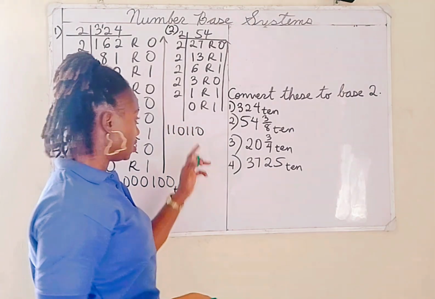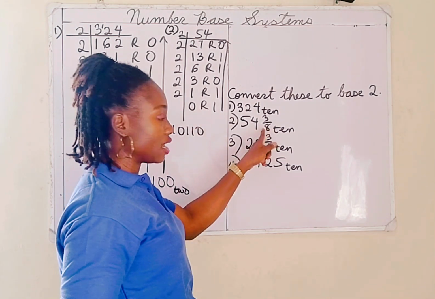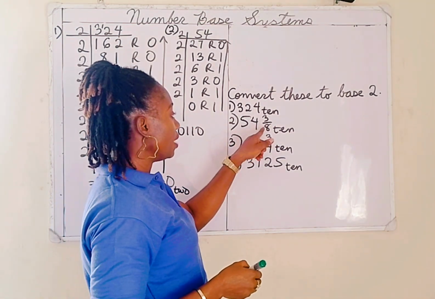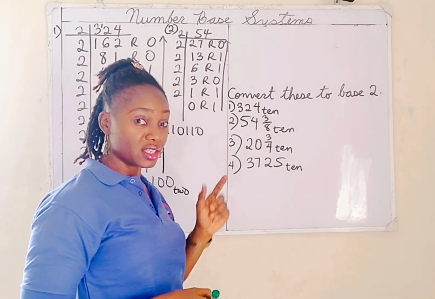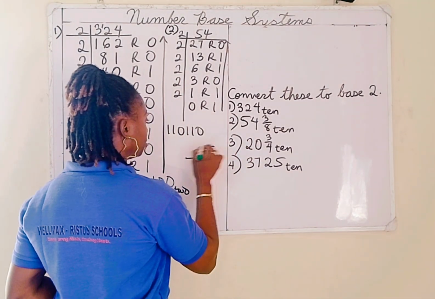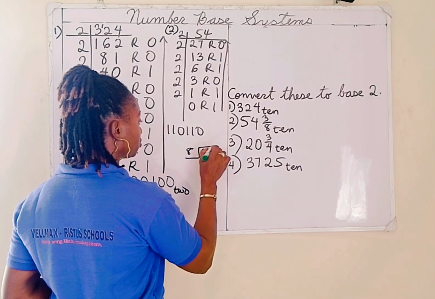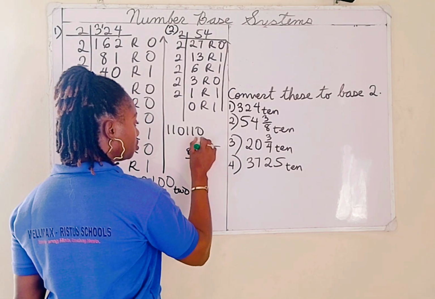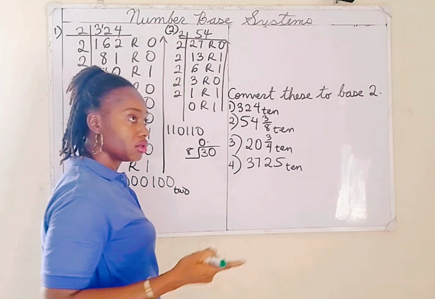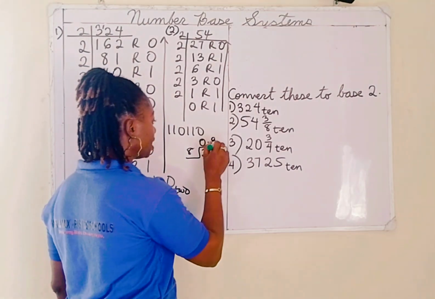But we're not done yet with this question because we have a fraction here of 3/8. Now, for us to get the binary number of 3/8, we have to convert it to decimal. Okay? Now, let's convert 3/8 to decimal. 8 into 3 is impossible. Put a 0, add a decimal point. 8 into 30, that will be 3. 8 times 3 is 24.